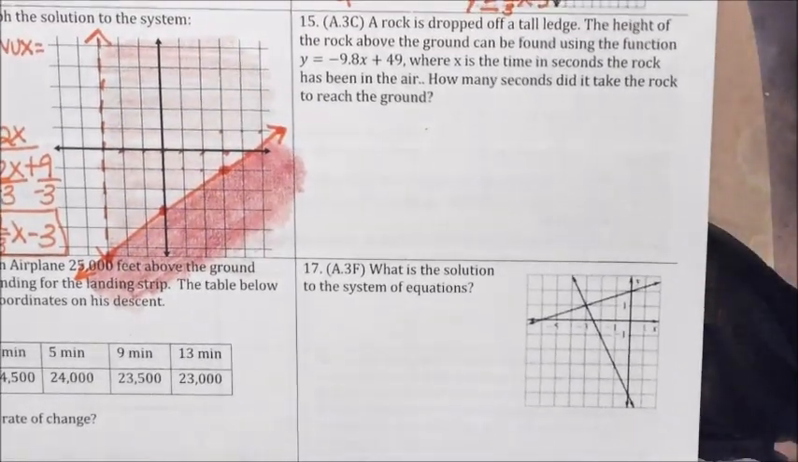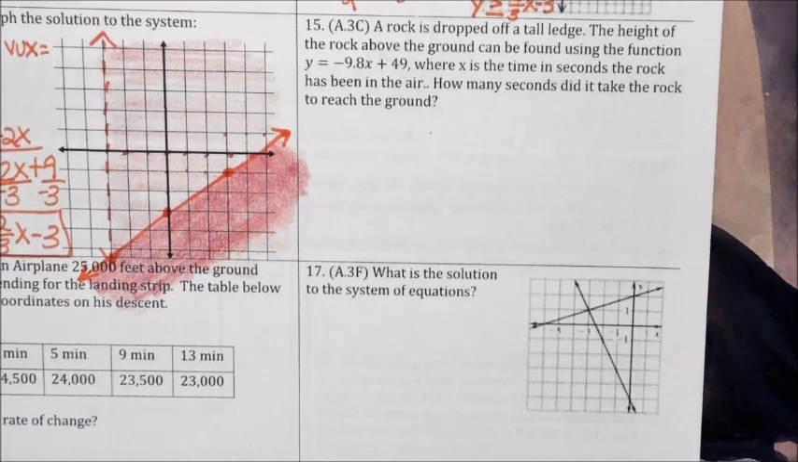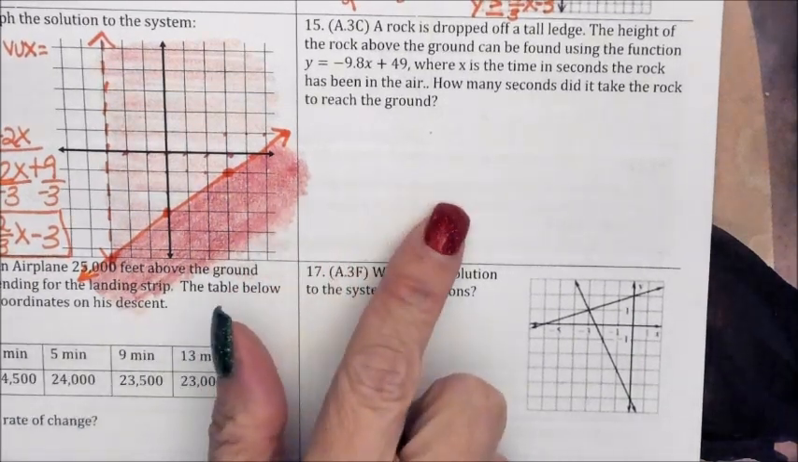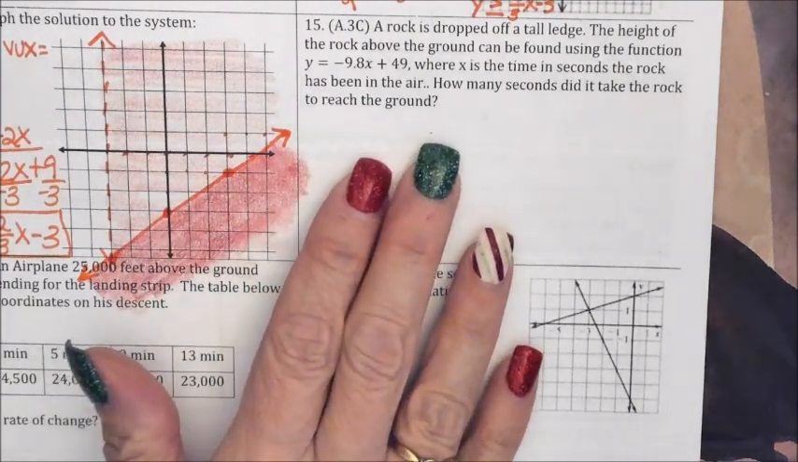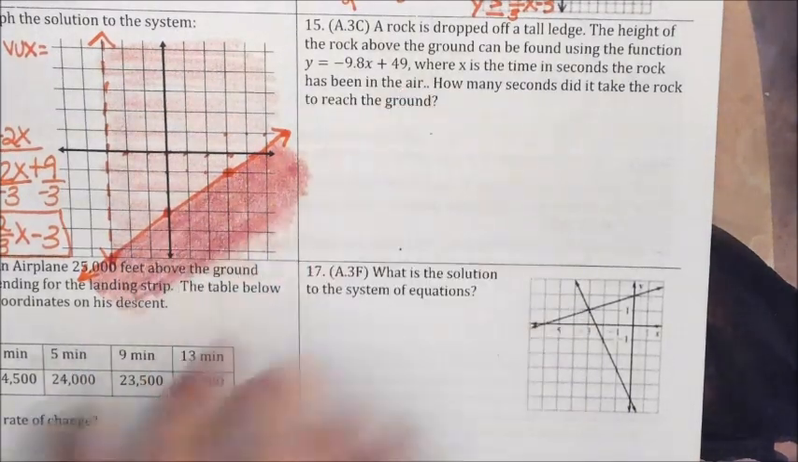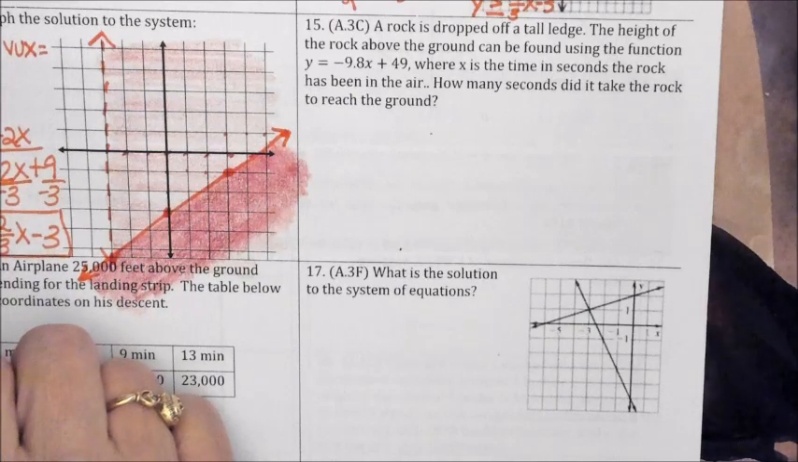Alrighty, here we go. A rock is dropped off a tall ledge. The height of the rock above the ground can be found using the function this, where x is the time in seconds the rock has been in the air. Period. How many seconds did it take the rock to reach the ground?